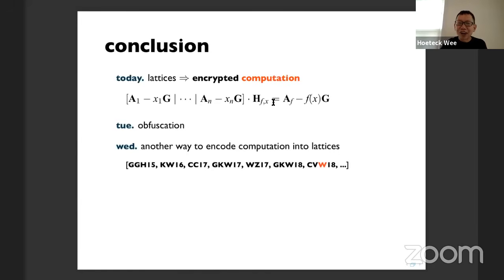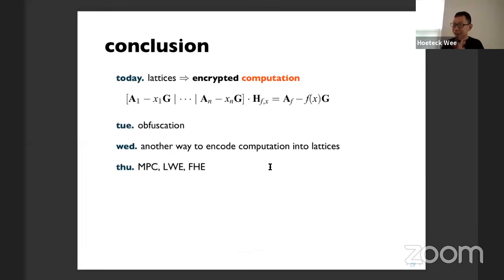So today I showed you a specific way of having an equation that encodes computation into matrices and lattices. On Wednesday, you will see a different way to encode computation into lattices, the so-called GGH multilinear maps. You'll see a new way to encode, and a bunch of applications, again to candidate obfuscation, traitor tracing, and lockable obfuscation.